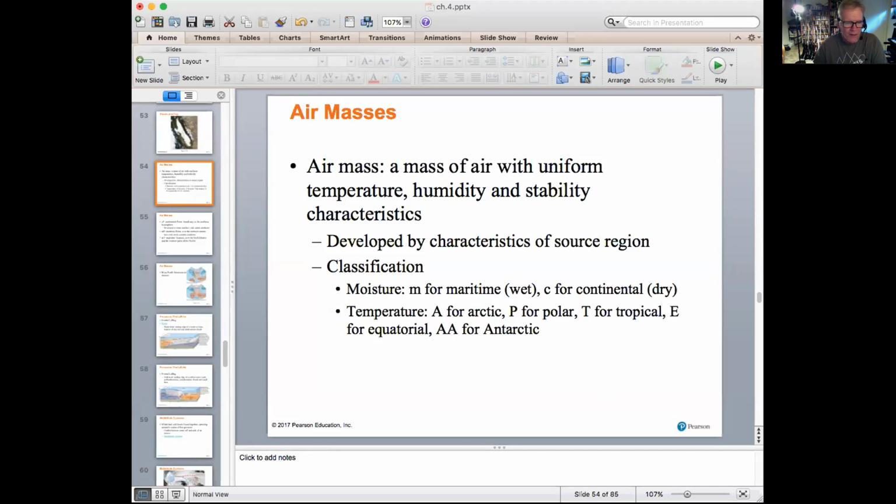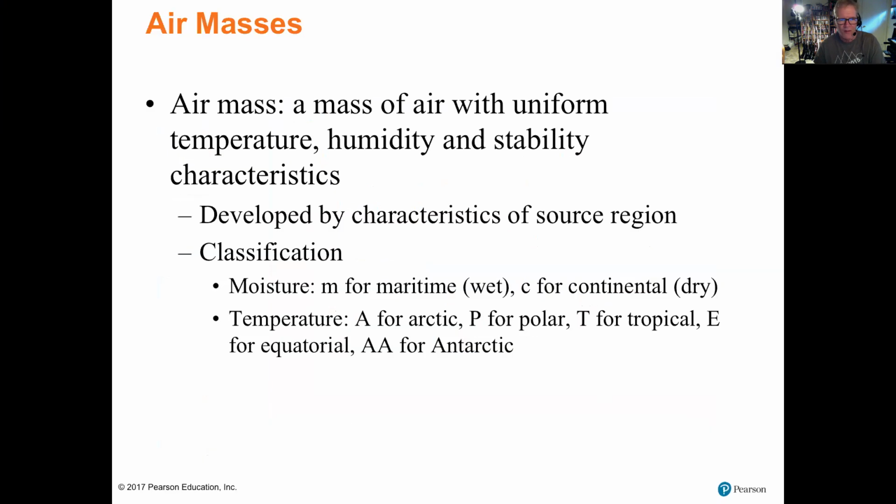Okay, now we have all this air in the atmosphere, and we call these air masses. So I just quickly want to go over a few slides on what these air masses are, where they're located, and their different characteristics, because that's what affects the weather here in the United States. Basically, an air mass is just a mass of air with uniform temperature, humidity, and stability characteristics, and they develop by the characteristics of their source region, which I'll show you in a couple slides.